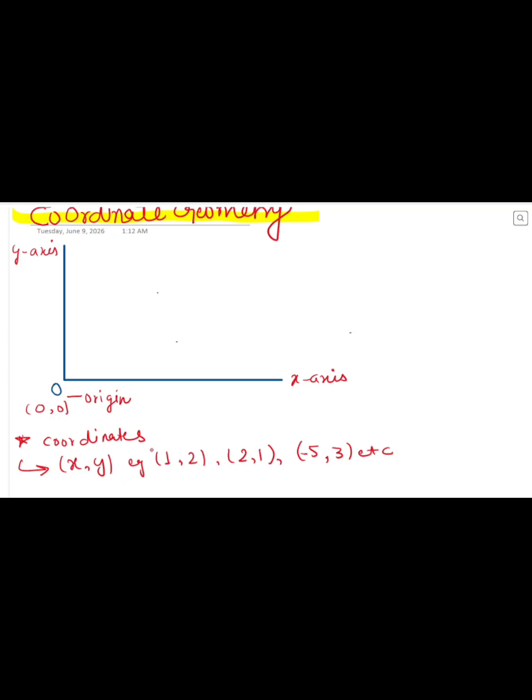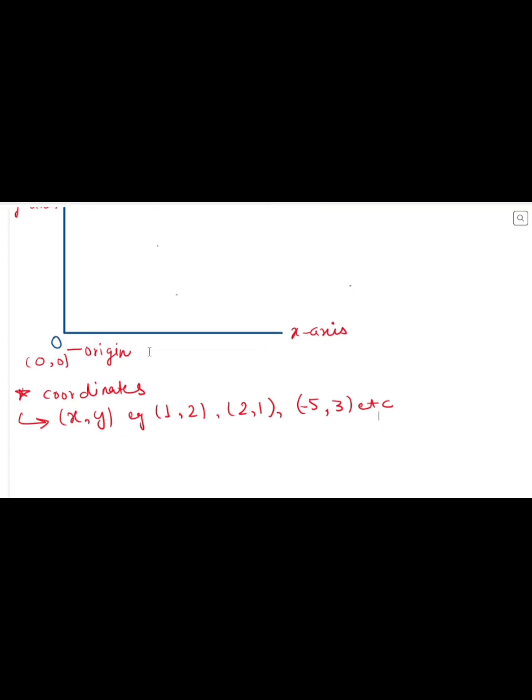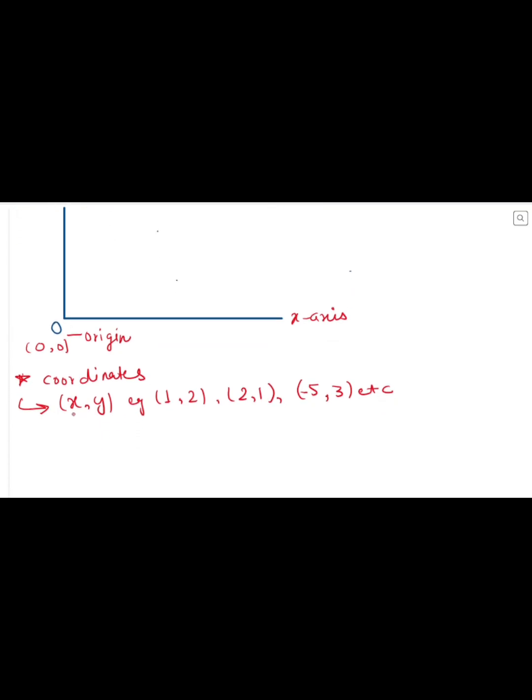Now the first number in the bracket tells us how far to move along the x-axis, and the second number tells us how far to move along the y-axis. Basically, the first number tells us the location on the x-axis, and the second number tells us the location on the y-axis.